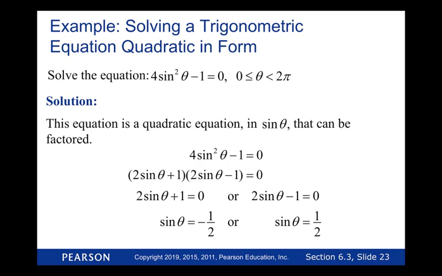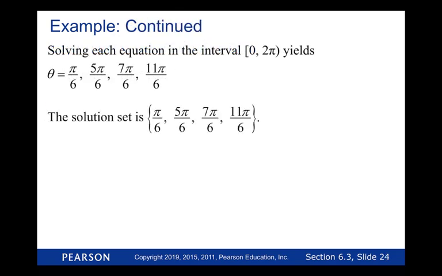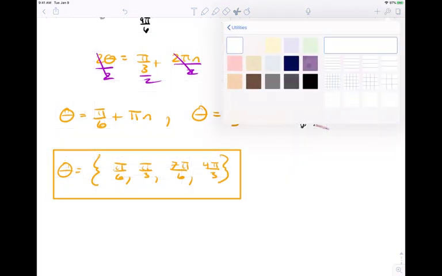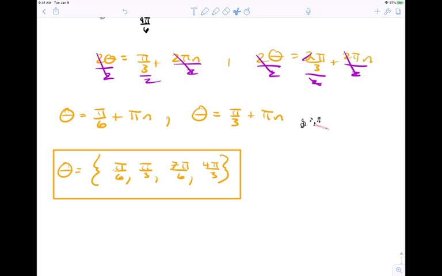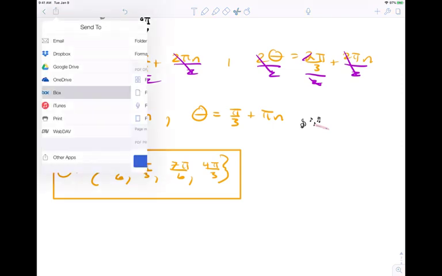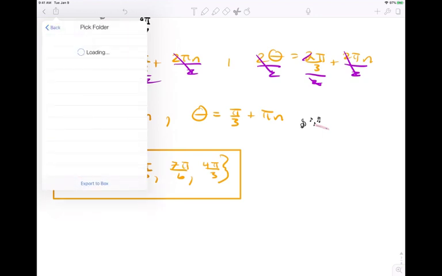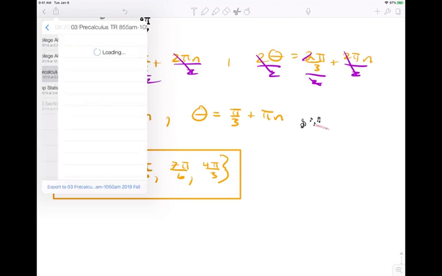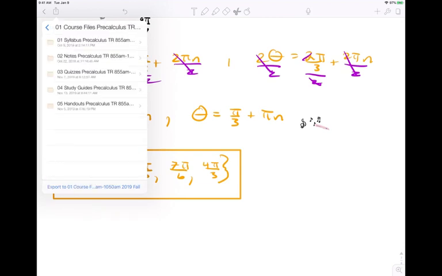Let me just get to a blank page. I'm going to go here. Let me go to paper. So at least what we talked about, I can go ahead and load the stuff that we've done together. So I'm going to go ahead and share. I'm going to go to box. This is the fall, this is pre-calculus, entire class. I'm going to put it into the notes.